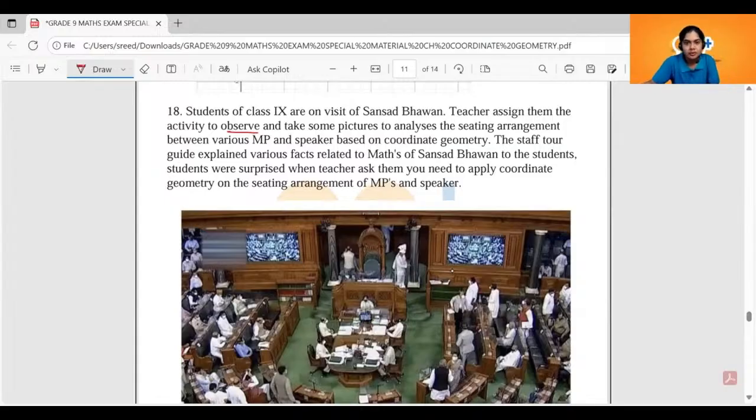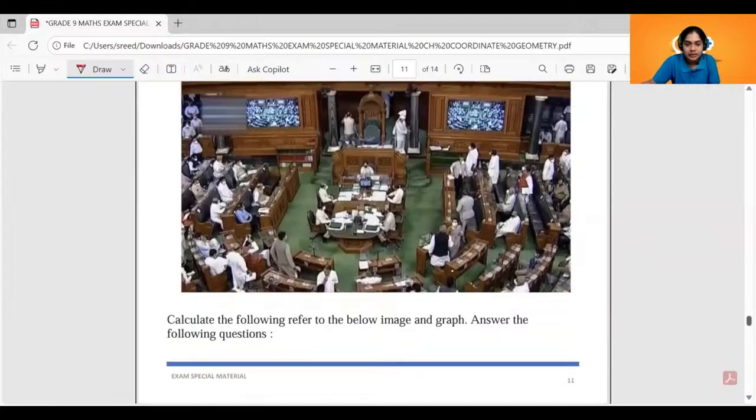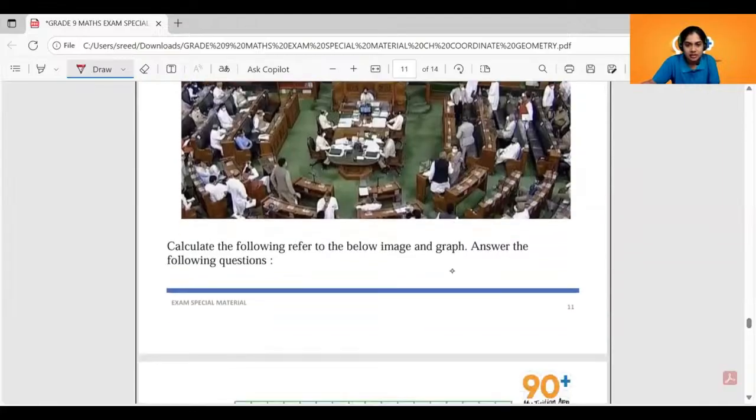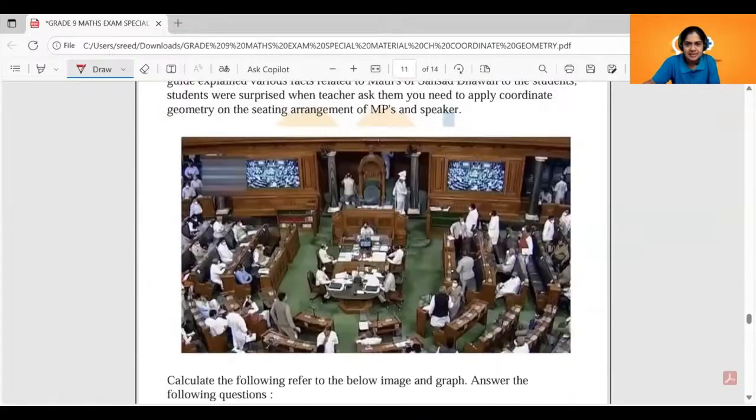The staff tour guide explained various facts related to maths of Sansad Bhavan to the students. They were surprised when the teacher asked them to apply coordinate geometry on the seating arrangement of MPs and speaker. Calculate the following, refer to the below image and graph and answer the following questions. So this is like Sansad Bhavan.